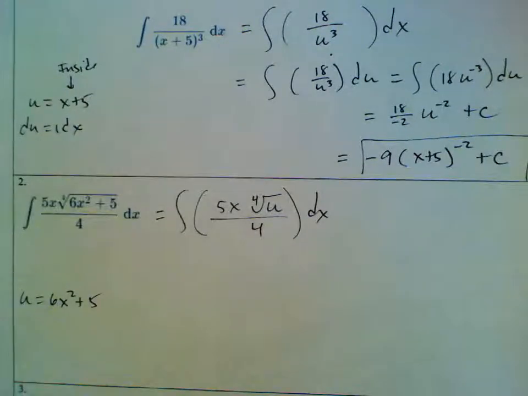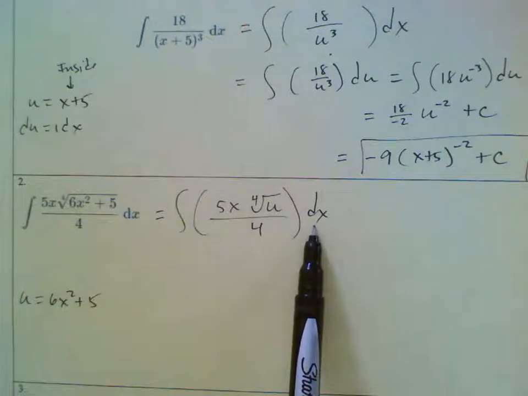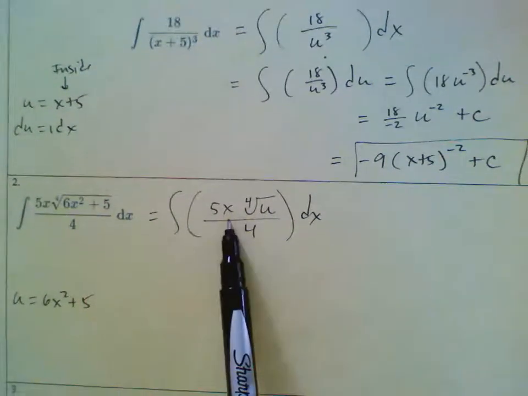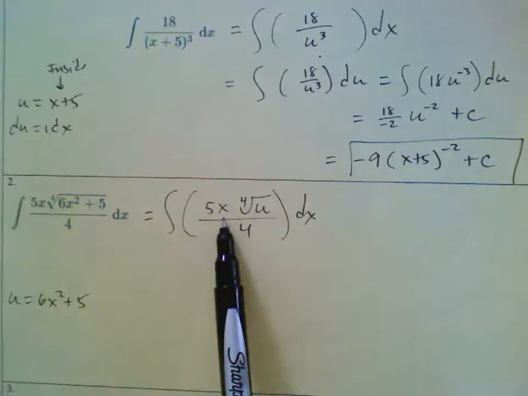Now, we need two things to happen. This needs to be written completely in terms of u. We need this dx to turn into a du, and we need this x to cancel. That x needs to cancel.